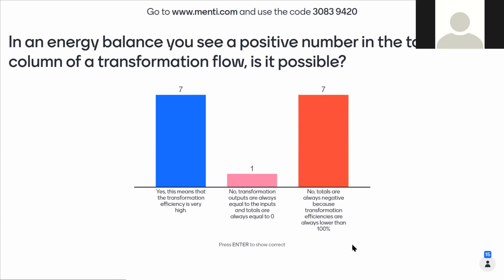You have an input of crude oil, which is a negative number. You have an output of oil products, which is a positive number. And when you sum the two, that is what will appear in your total column. And this number, can it be positive?